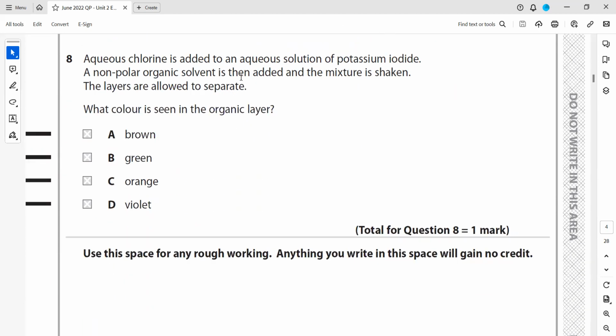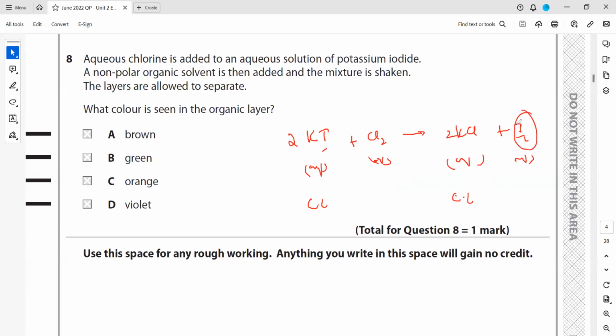Aqueous chlorine is added to an aqueous solution of potassium iodide. Potassium iodide is KI. What is the color of aqueous salts of group 1? They are all colorless, so this will be colorless. We add chlorine, which is aqueous. It will form potassium chloride plus iodine, both aqueous. The potassium chloride is colorless, so what color is seen? It will form iodine.